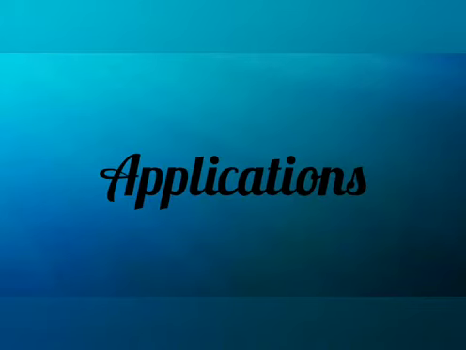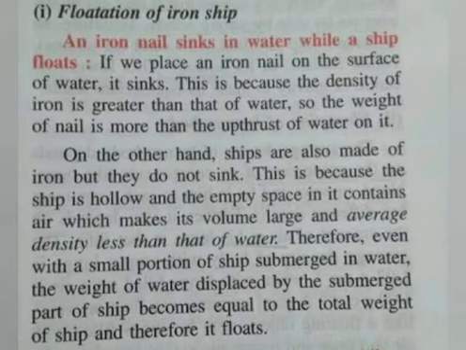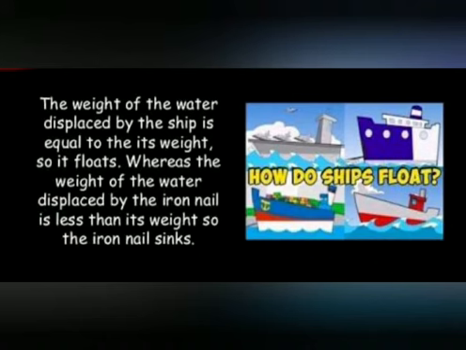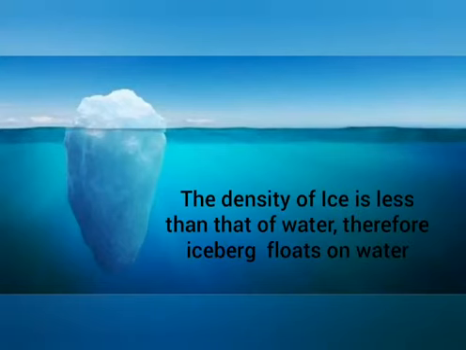Some of the applications of flotation that we come across. Number one, flotation of an iron ship. We have just seen that iron nails sink in water, while a ship made up of iron floats on the water. The reason is that the ship is hollow and has empty spaces, which displaces more water, and the density is less than that of water as compared to the nails. That's why ships easily float on the water.